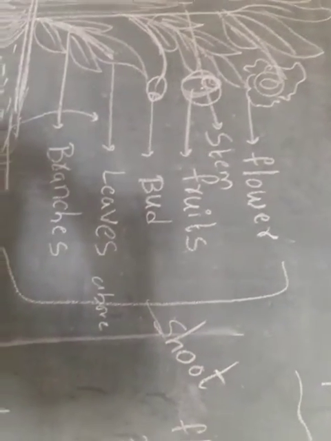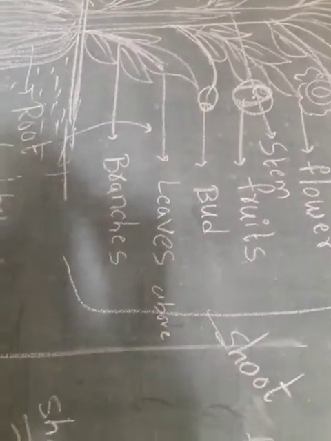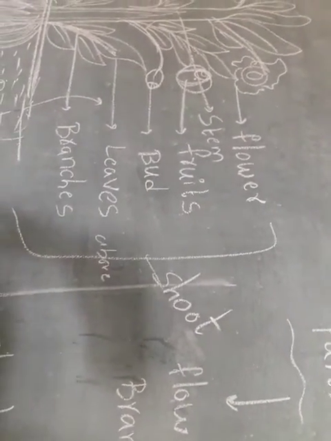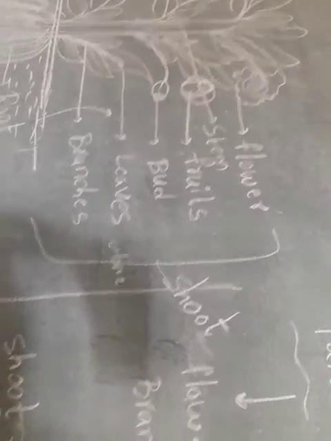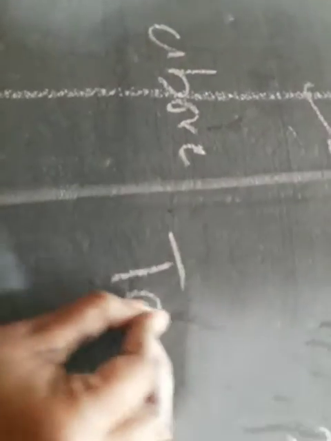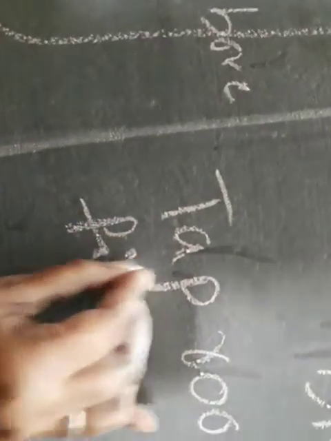Okay, the shoot has flower, stem, fruits, bud, leaves, branches. It is a shoot part. Okay, next, root part. Root is below the ground. Roots are also of two types: tap root and fibrous root. Okay, tomorrow we will discuss types of roots.